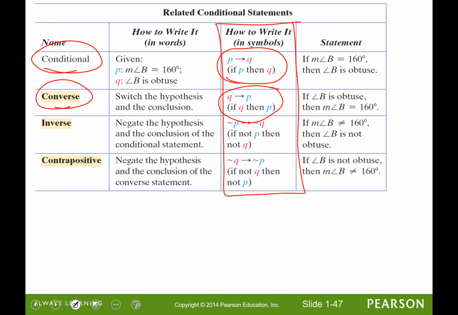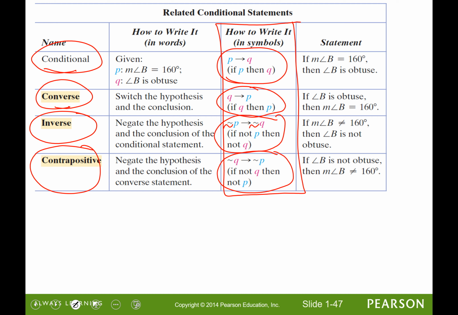An inverse, I need to erase that circle, it's too big. Okay, the inverse of a conditional statement is if you take P and take Q, leave them where they're at, okay? Leave them where they're at, but negate each of them. You see that tilde symbol right there? So say, if not P, then not Q. Okay, P and Q stay where they are. You just negate them. And fourth option, the contrapositive of a conditional statement. That is when you're going to take P, you're going to take Q, you're going to switch them, switch places, and you're going to negate both of them.